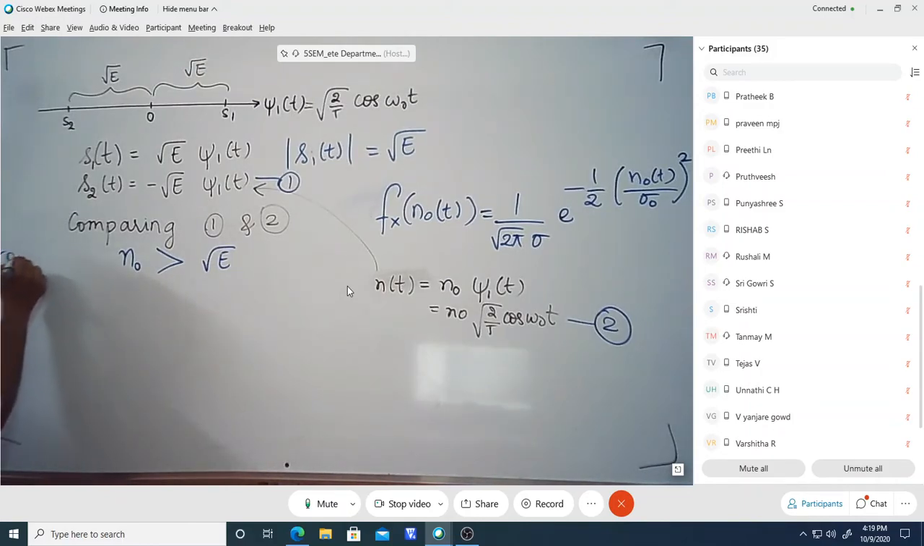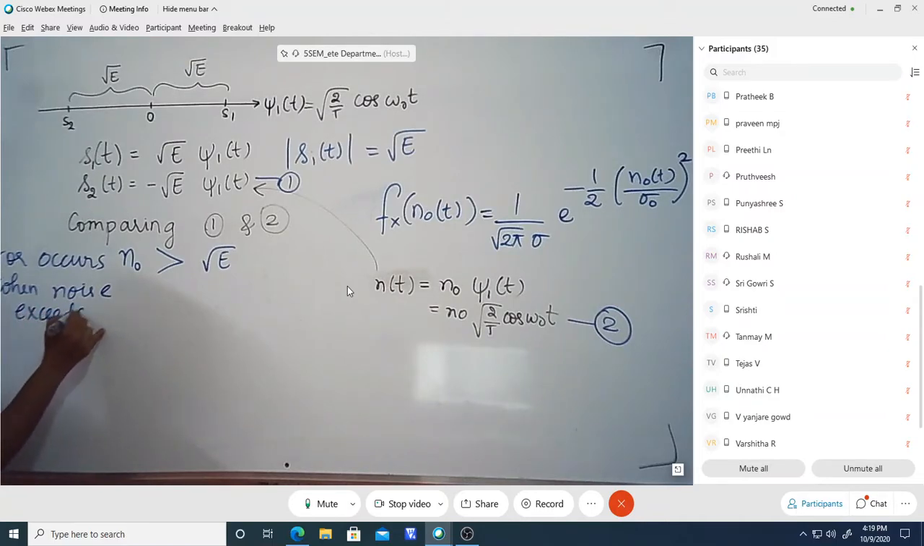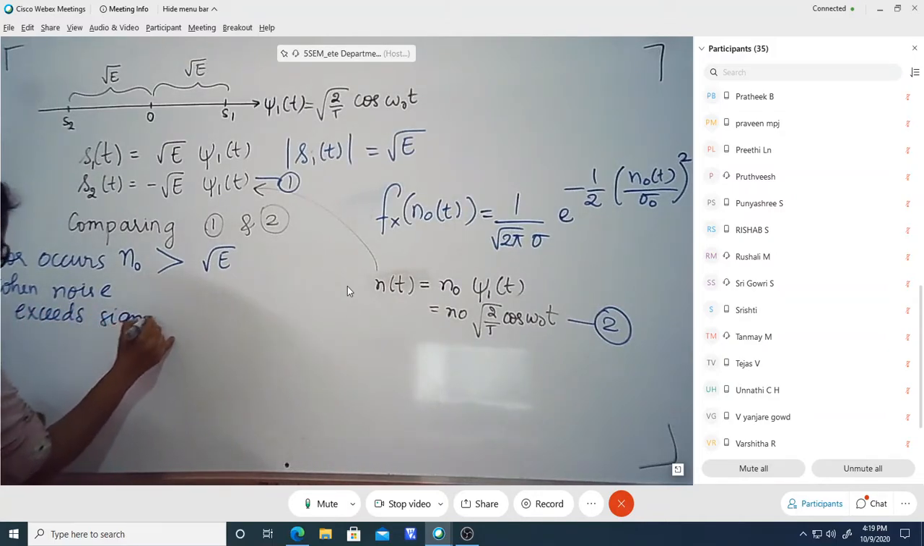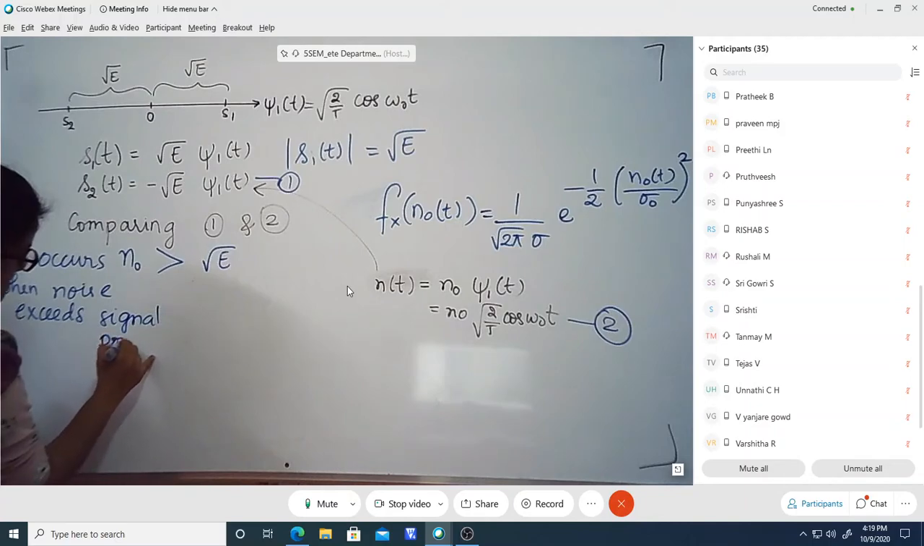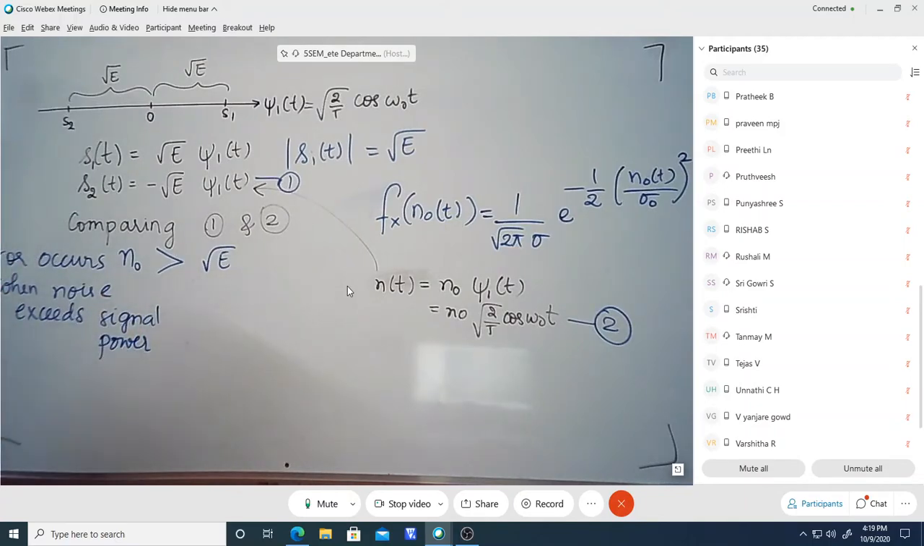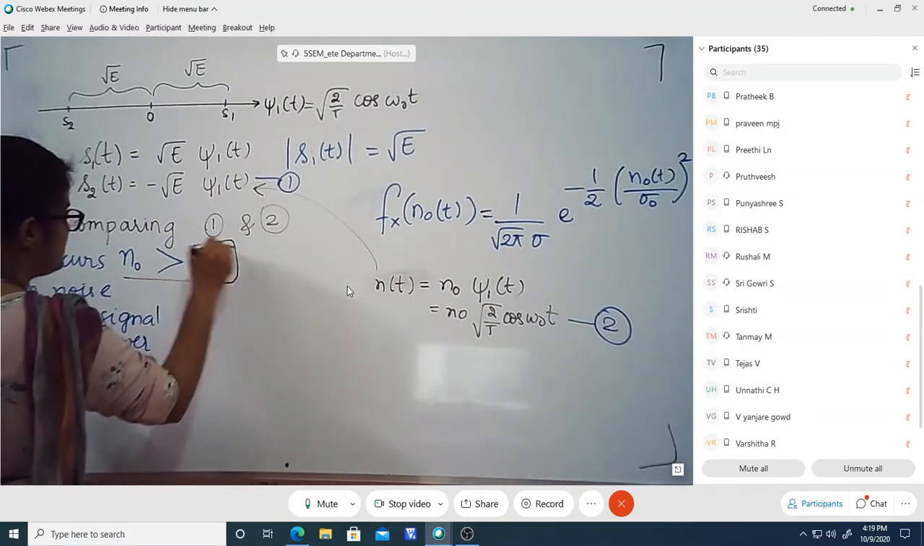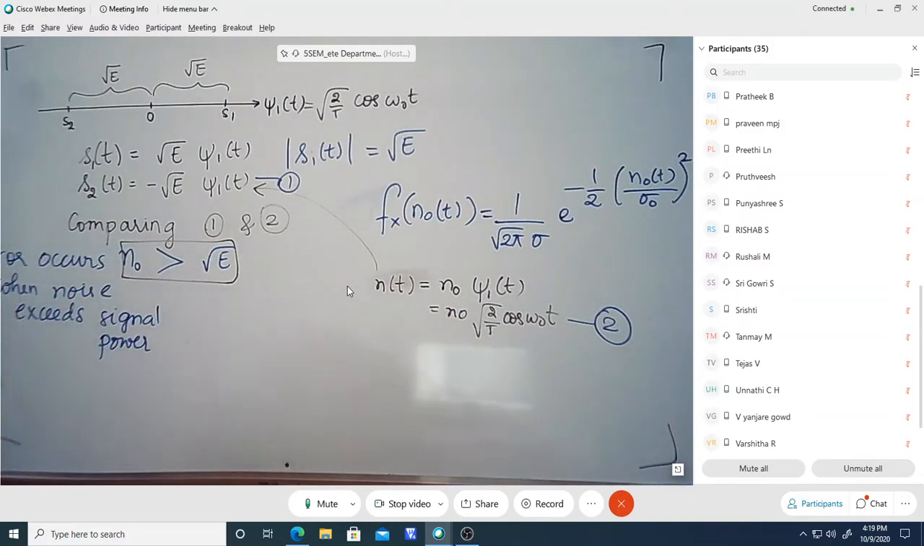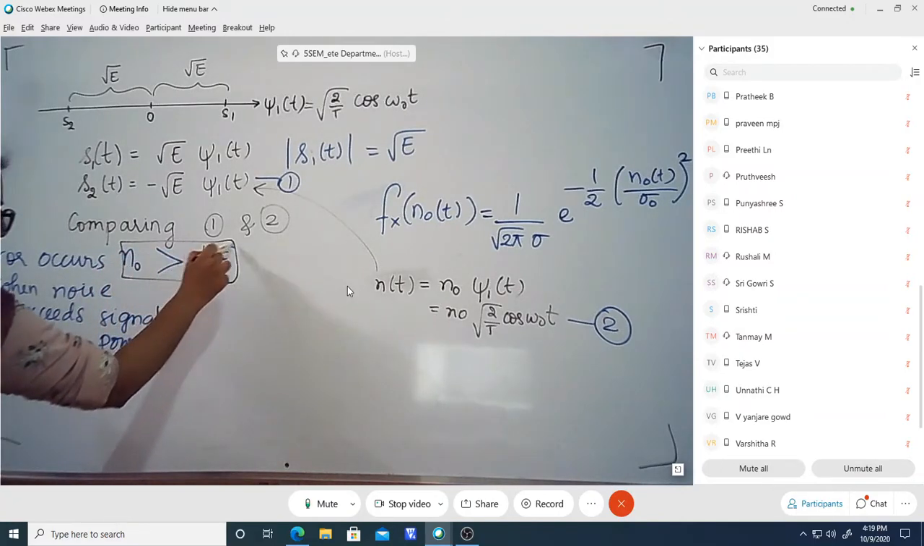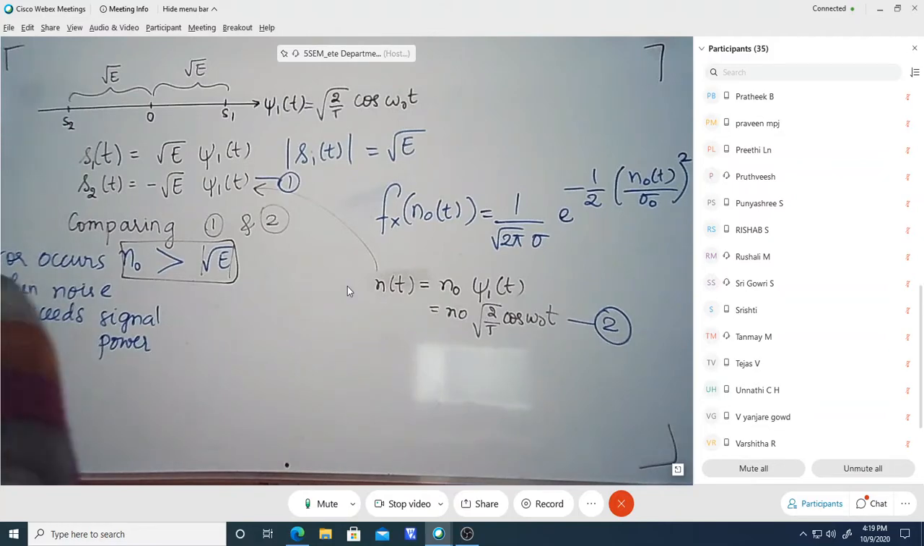Error occurs when noise exceeds signal power. That means the condition is n0 is greater than root E. The modulus of n0 is greater than the modulus of root E. So this is a condition where the error will occur.